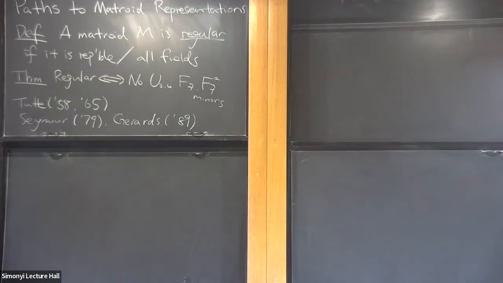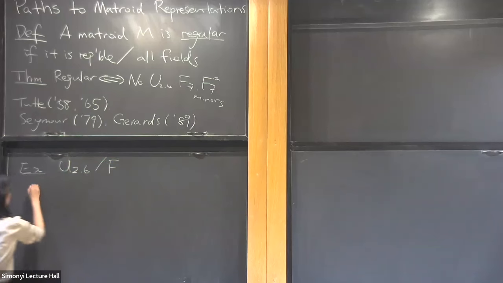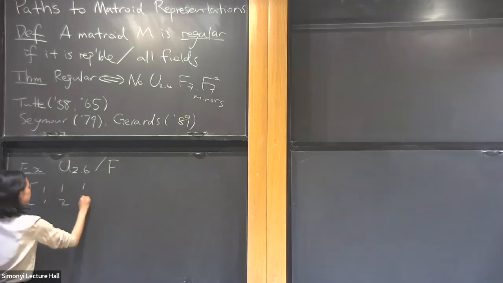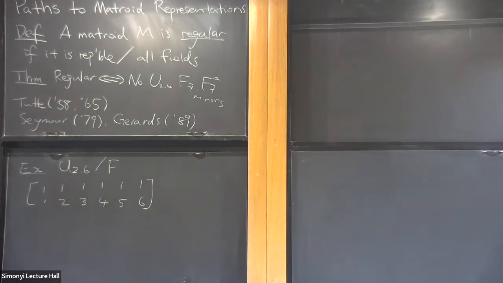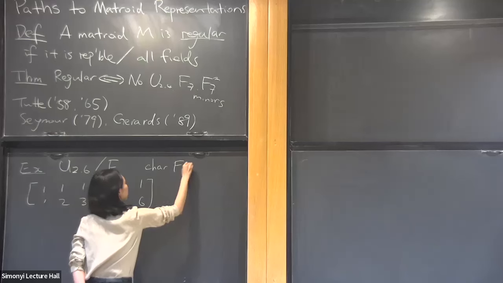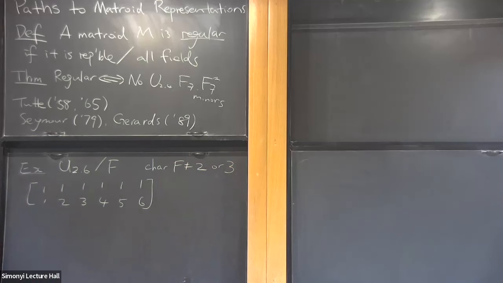So let's consider first the example of a U2,6 matroid, and let's represent it by matrices over some field. This is quite standard: we have a rank 2 by 6 matrix, let's say with columns (1,1), (1,2), (1,3), (1,4), (1,5), and (1,6). We want all of the 2 by 2 minors to be non-singular. That means I want the field to have characteristic not equal to 2, 3, or 5. We cannot have 5, okay.